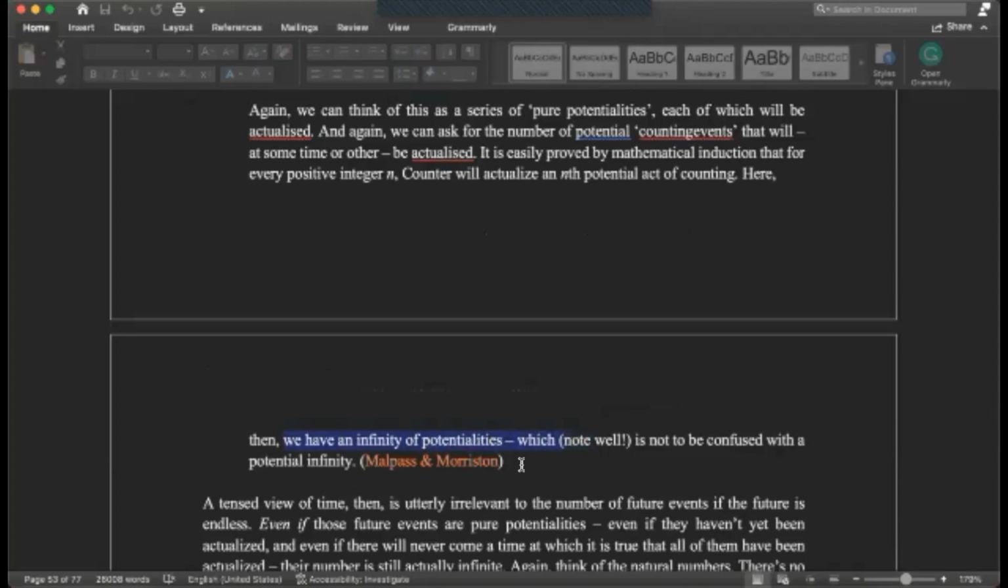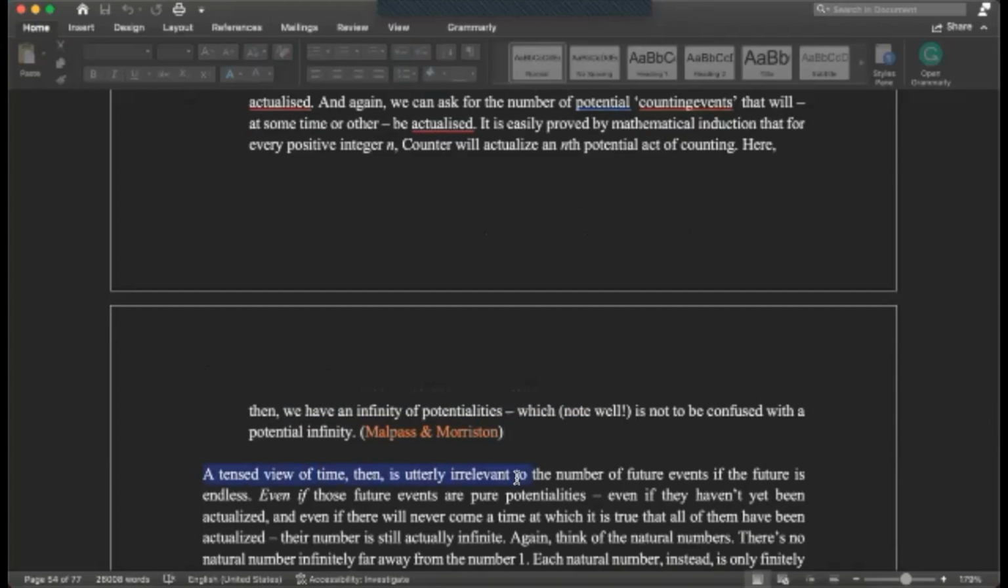A tensity of time, then, is utterly irrelevant to the number of future events if the future is endless. Even if those future events are pure potentialities, and even if they haven't yet been actualized, and even if there will never come a time at which it is true that all of them have been actualized, their number is still actually infinite.